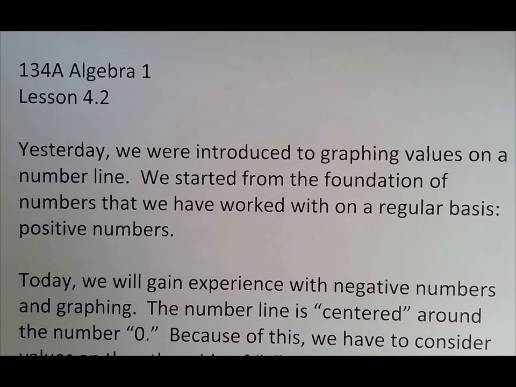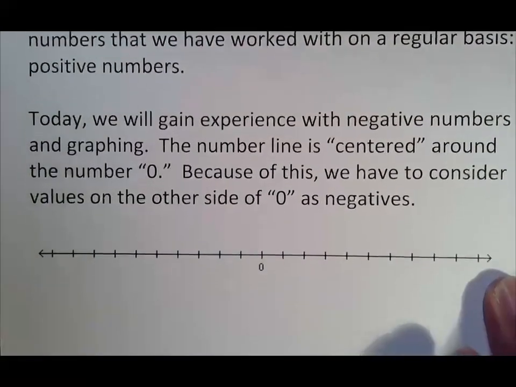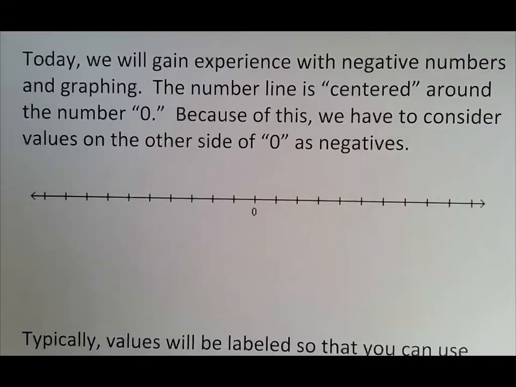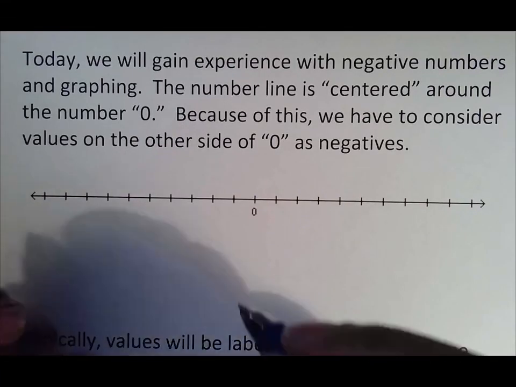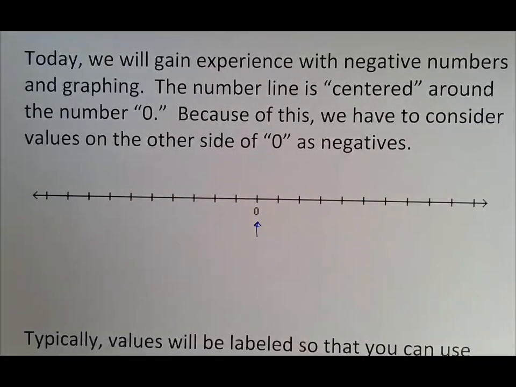So yesterday we were introduced to graphing values on a number line. We started from a foundation of numbers that we work with on a regular basis, which is positive numbers. Today we're going to gain experience with negative numbers and graphing. So the number line is centered around the number 0. 0 represents the center of a number line, and because of this, we have to consider values on the other side of 0 as negatives.